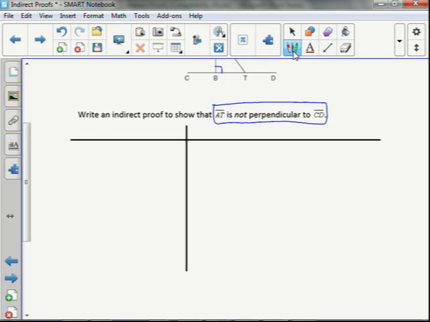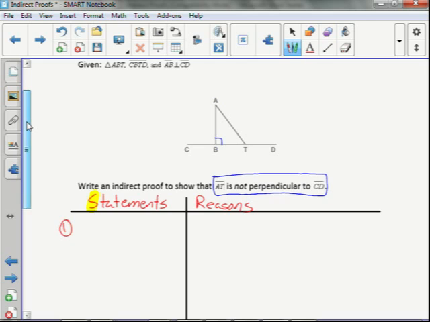So I'm going to, whoops, wrong. No, I don't want the highlighter, I want the pen. Okay, we're going to have our statements, and we're going to have our reasons. So let's start off with what we are given. Well, we've got triangle ABT. We've got line CBTD, and we've got AB perpendicular to CD, given.